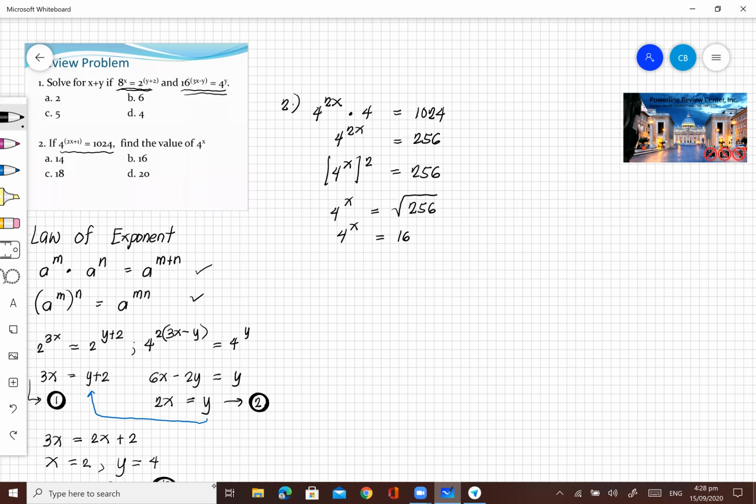So in that case, even without solving for the value of x, I conclude that 4 raised to x is equal to 16. So anong letter yan, kapatid? So again, this is baligtaran. Okay? Nakuha ba, kapatid? Any question regarding that law of exponent?